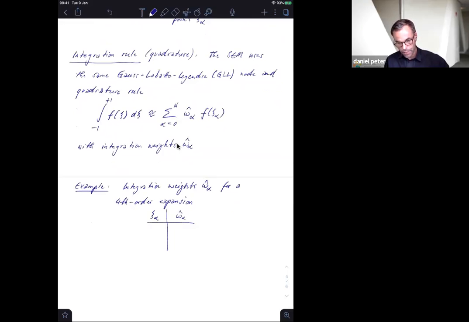Then the position at 0 will have a weight which is 32 over 45. The positions at plus minus square root of 3 over 7 will have these strange weights of 49/90. And the ones at plus and minus 1 will have a weight of 1/10.